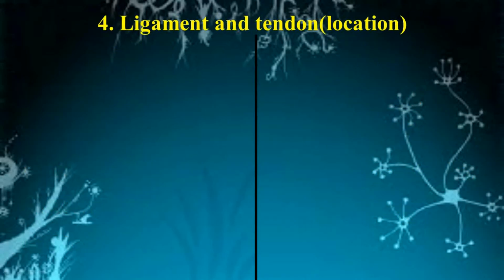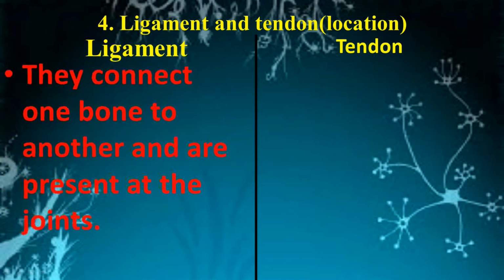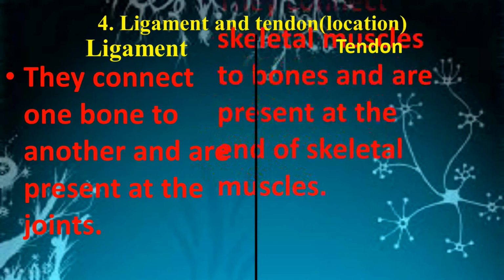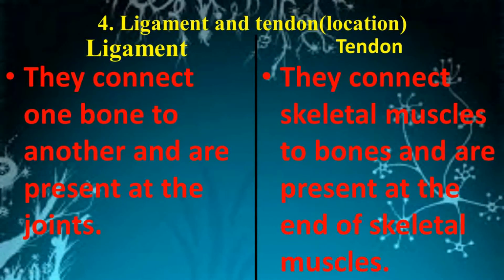Next question. Ligament and tendon. Location. The answer is ligament: they connect one bone to another and are present at the joints. Tendon: they connect skeletal muscles to bones and are present at the end of skeletal muscle.